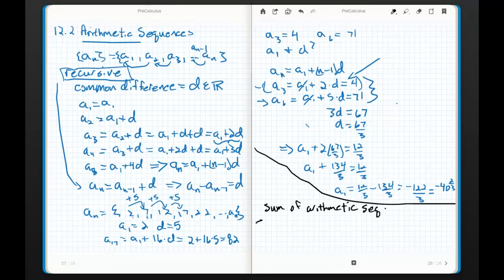So S sub n, now it's real simple. It's simply going to be a sub 1 plus a sub 2, just like before, plus a sub 3 plus a sub 4 plus dot dot dot plus a sub n. This could be written as the sum as k goes from 1 to n of a sub k, right? We're not afraid. Now, think about this. How do I do this?